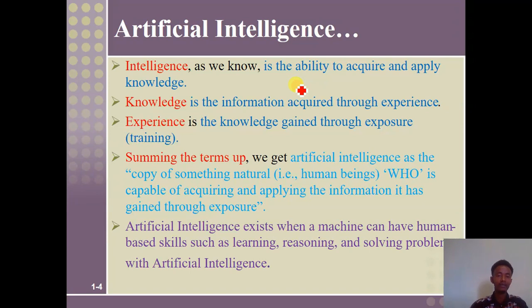To be said we are intelligent, we are able to acquire knowledge or ability from our teachers and able to apply that knowledge for the real environment or to solve the real problem of the world. So knowledge is the information acquired through experience. Knowledge is information which is acquired through experiences.